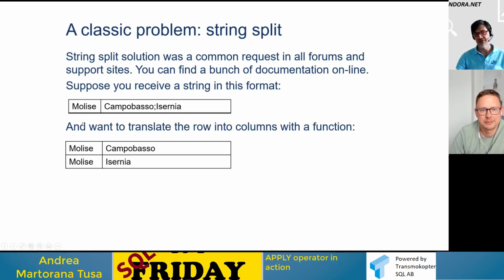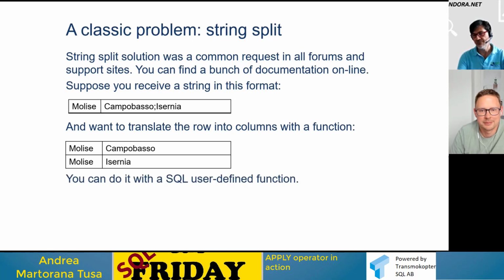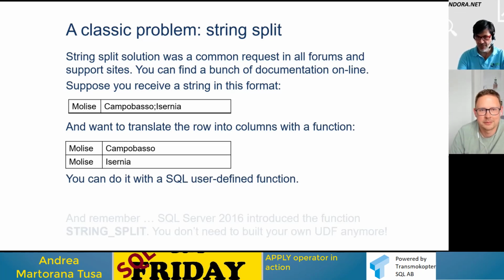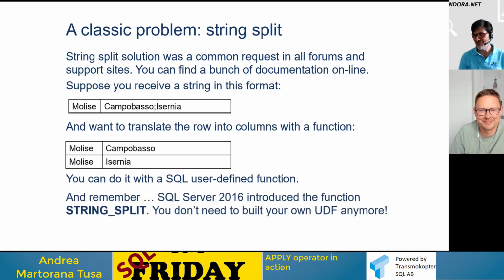So in this case, I have this as an input, but I want to translate it into a table with 1 row for each city that is in my column. Very, very common problem. And you can solve it with a user-defined function. But we forgot about it because in SQL Server 2016 the function string split was introduced, which is doing the job for you. So actually, you don't need to build your own user-defined function anymore.